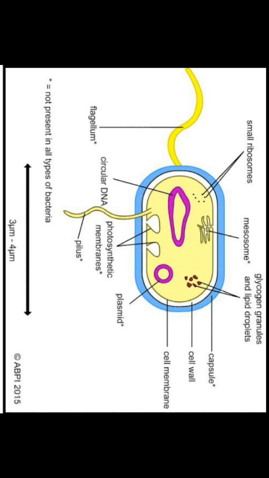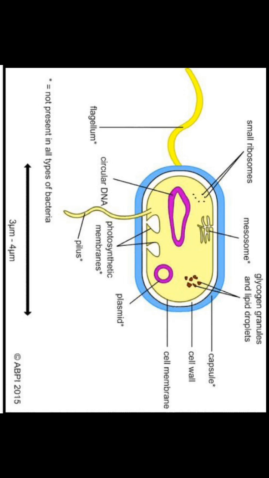I repeat once again, glycocalyx in some bacteria is a loose sheath called a slime layer, whereas in some other bacteria it is thick and tough, called a capsule. Understand? Next, let us talk about the middle layer.